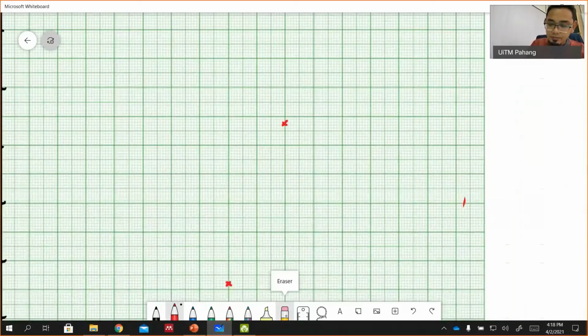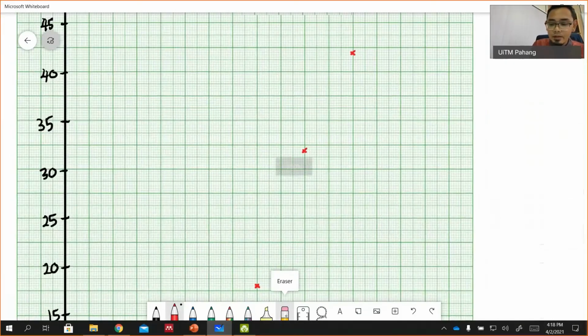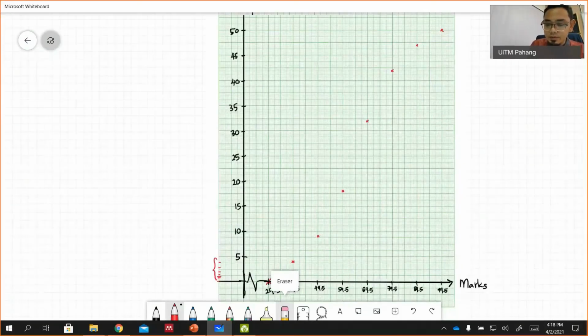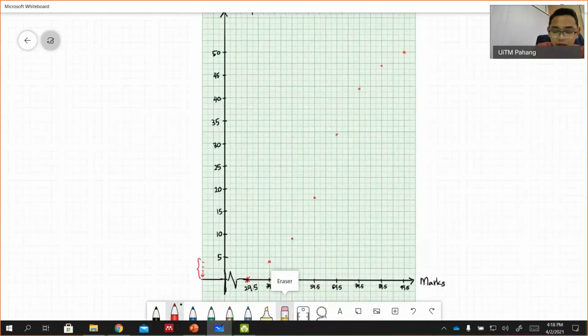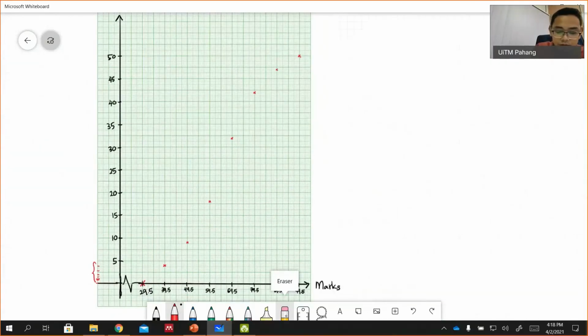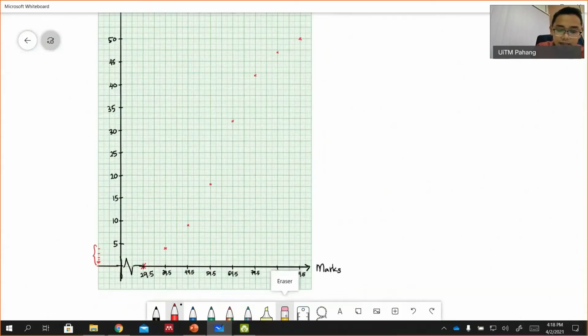Okay, all right, let me zoom out a little bit. Okay, you have something like this. So you have these plots already, and then what you need to do is to connect these plots without using a ruler. Please take note that we cannot use a ruler to connect these points, and you just need to draw this smoothly. All right, so I'm going to draw this smoothly.